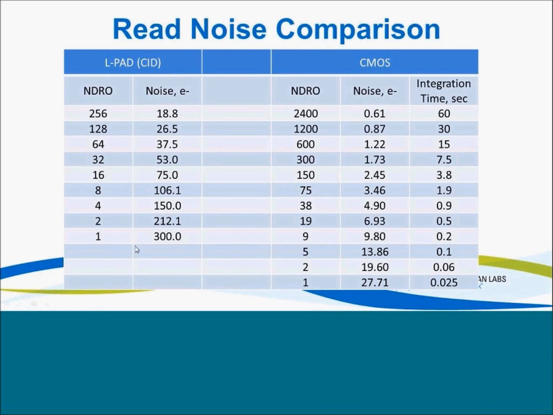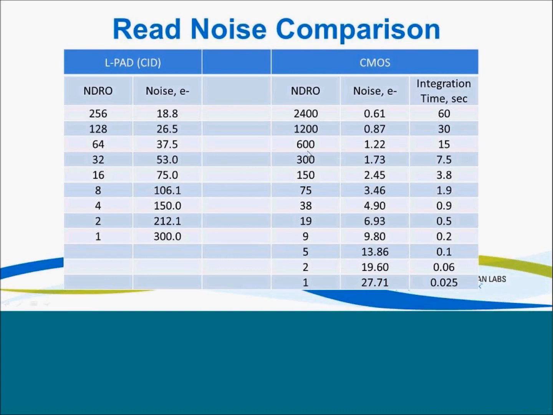Like we said before, if you do one NDRO, the LPAD or the CID has a read noise of about 300. One NDRO on the CMOS device is roughly 30. Then as you go to more and more non-destructive reads, the noise goes down quite a bit. But if you look at the CMOS device, because of the great number of reads, it's 30 with one read.